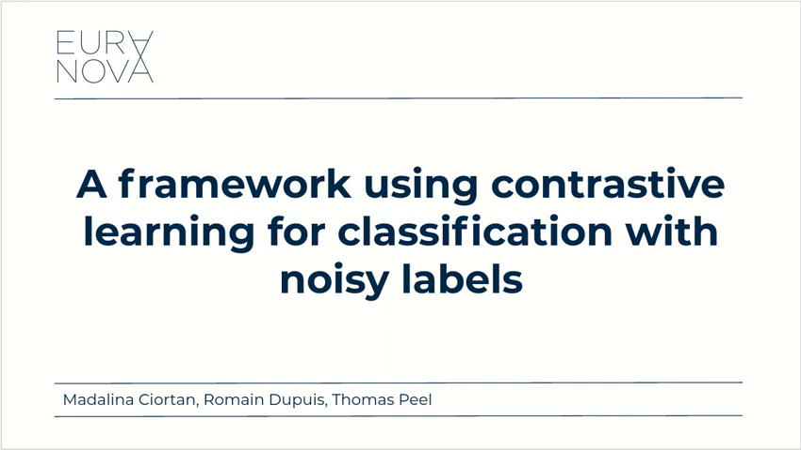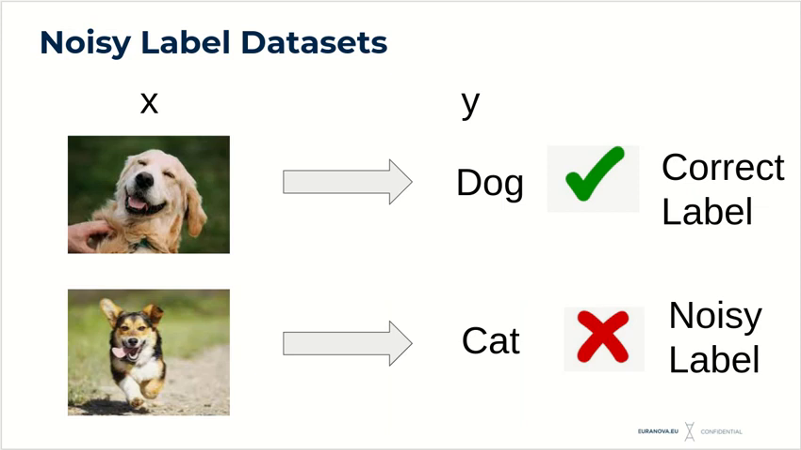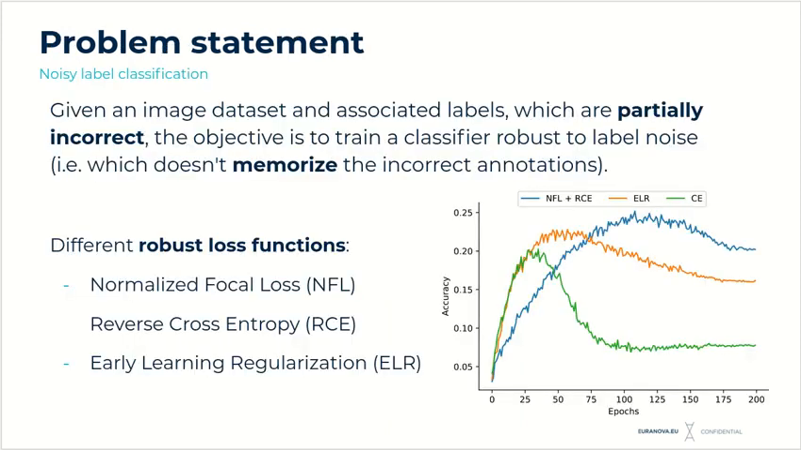We are Madalina Ciortan and Romain Dupuis, and today we are going to present you our work entitled A Framework Using Contrastive Learning for Classification with Noisy Labels. Noisy labels are incorrectly labeled samples which can appear in input datasets, for instance, as a consequence of imperfect web scraping. The objective of our work is to improve the performance of classifiers when trained on datasets having partially incorrect ground truth labels, that is, annotations corrupted by label noise.